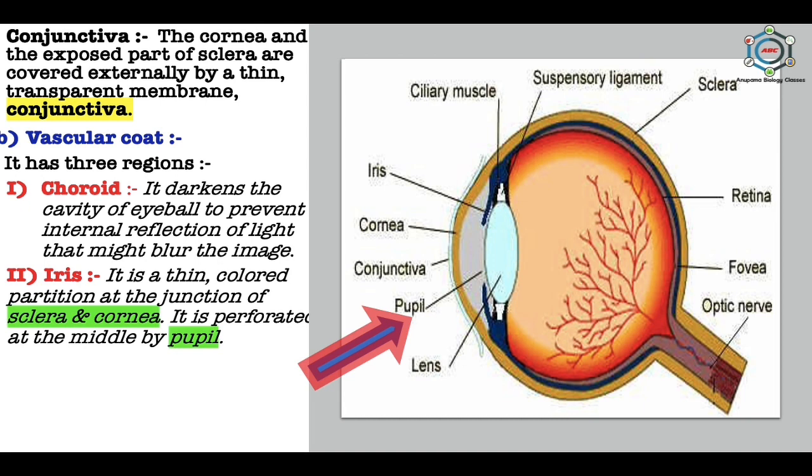The iris widens and shrinks the pupil depending upon the intensity of light into the eye. If light is low, the iris will widen the pupil, and if light is bright, the iris will shrink the pupil. Here, the pupil is in the center of eye and looks like a black dot with a tiny hole that allows the passage of light. So there are two types of muscle in iris, sphincters and dilators.